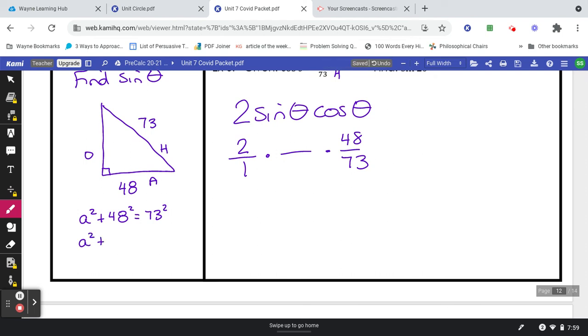I'll grab my calculator, 48 times 48, 2,304. 73 times 73, 5,329. Subtract 2,304 from both sides to get 3,025 and square root that, which gives me 55. So thankfully that's still a perfect square. We'll put that 55 right there.